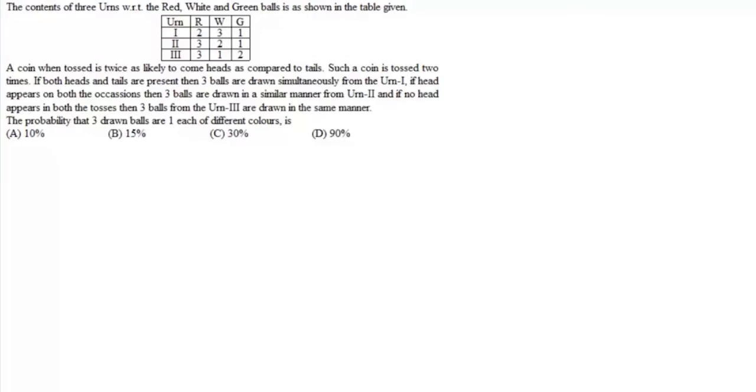Now the question is, there are 3 urns, red, white and green, containing as many red, white and green balls. It says a coin when tossed is twice as likely to come heads as compared to tails. So on this coin, probability of head is 2 times probability of tails. Now sum of 2 probabilities is 1. So clearly probability of getting a tails is 1 by 3, and probability of getting a heads is 2 by 3.